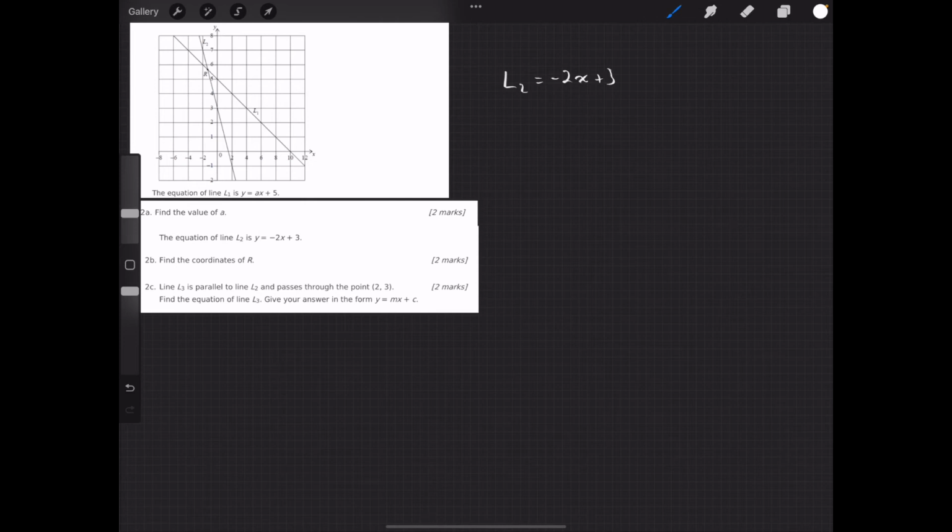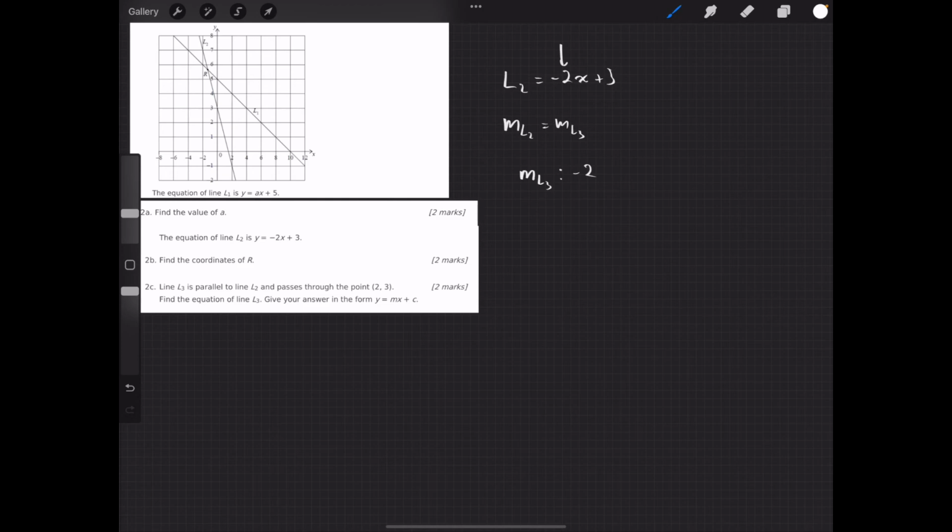And they're telling us something about L3. What do they tell us? It is parallel to L2. So what could we do with that? We know that the slope, this is going to look a little funny, slope of L2, m_L2, is equal to m_L3. Parallel lines are going to have the same slope. So the slope of L2 is negative 2. So m, the slope of L3, is going to be negative 2.